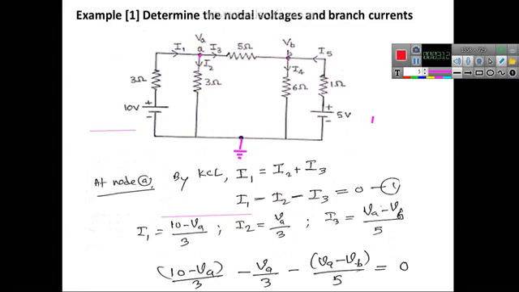So I assume the direction of current will be I1 towards, and I2 and I3 away from this node. Similarly, at node B, I5 is towards and I4 is away, and I3 is towards VB itself, that is node B. That is how you need to assign the currents in each branch.